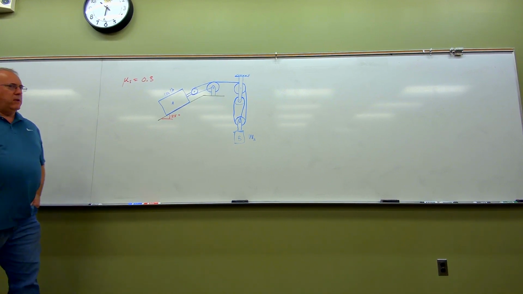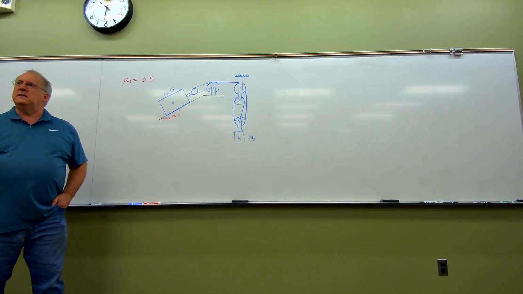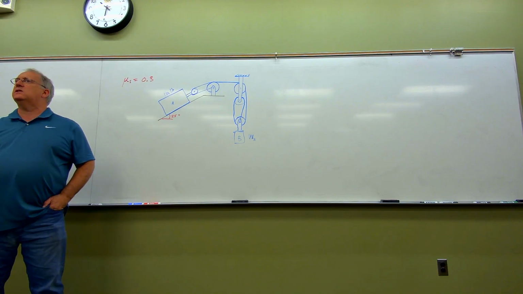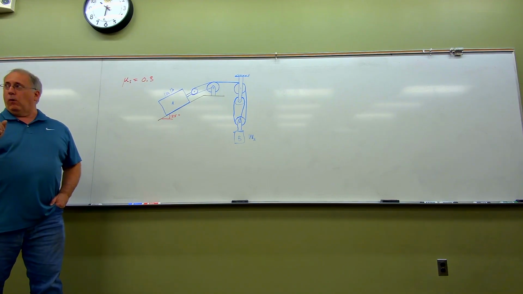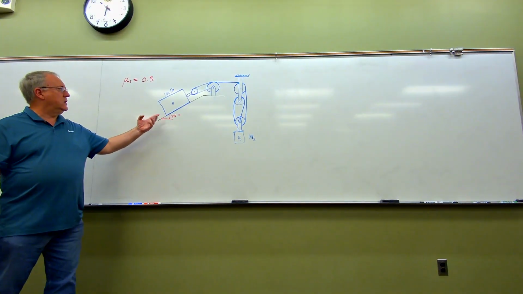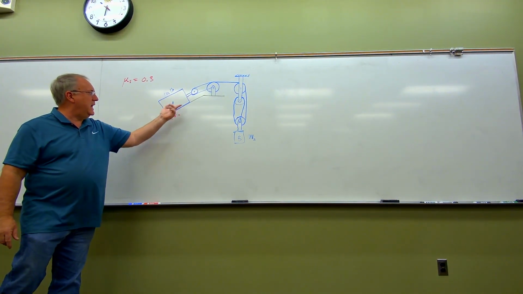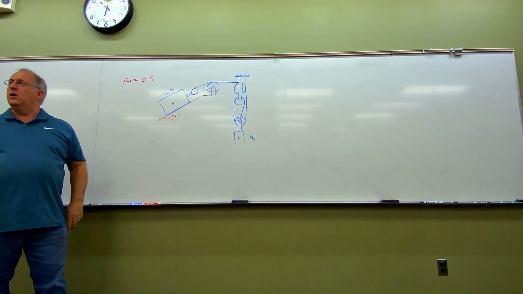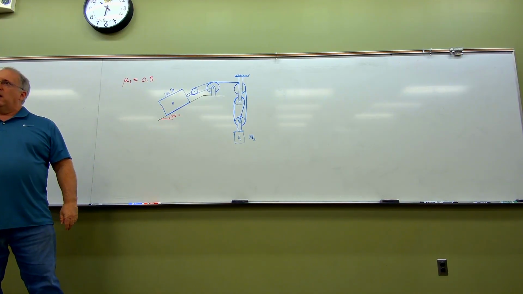What neglect all pulley friction is saying is that this is like the good old days in which everything is smooth except for the surface between the block here, block A, and the inclined surface. That's the only place we have friction. Everywhere else, no friction. All right? So everywhere else is smooth.